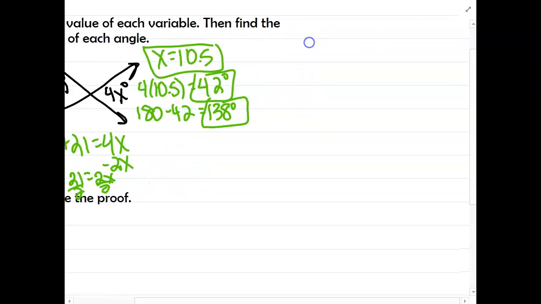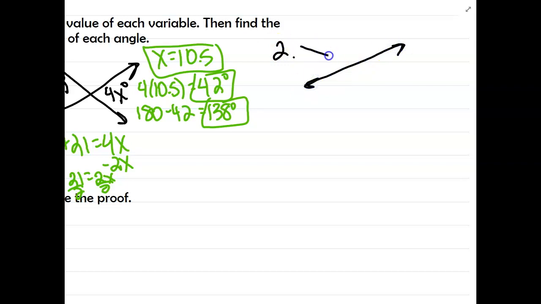Okay, let's do another one of those. Okay, number 2, so another pair of intersecting lines. This time this angle is 4x. This top angle is y. And then this angle is 24.